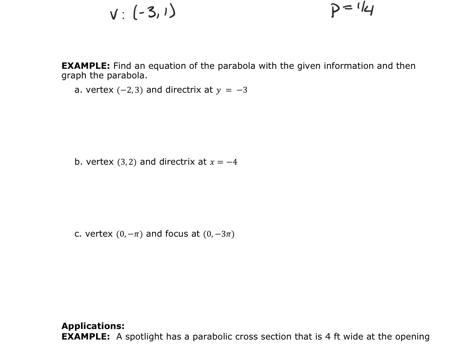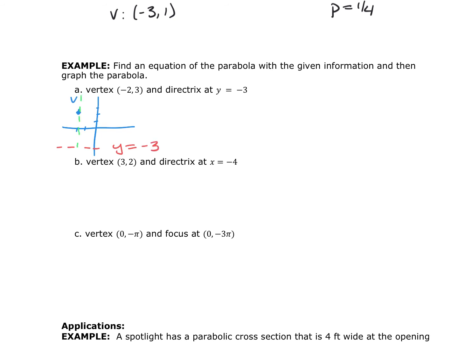The first thing I'm going to do is actually start the graphing process. I'm going to go to negative 2, comma 3. So negative 2, comma 1, 2, 3. So here's where my vertex is. And the reason I do that is because I need to know my orientation. My directrix is way down here at y is equal to negative 3.